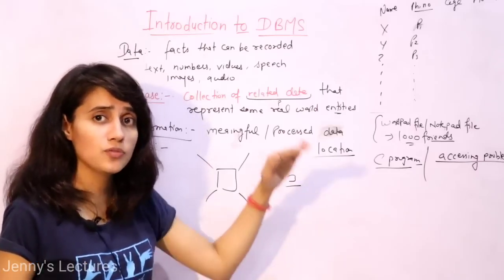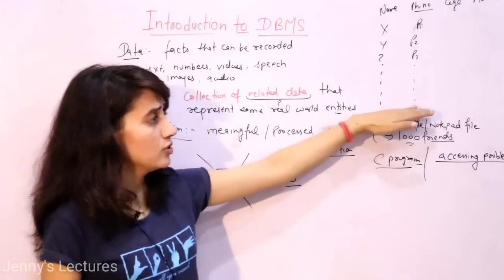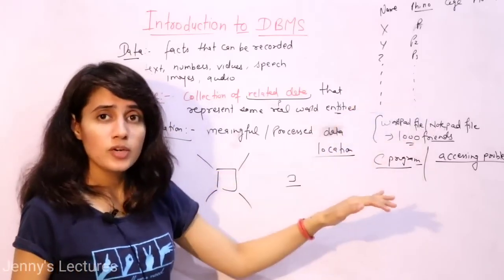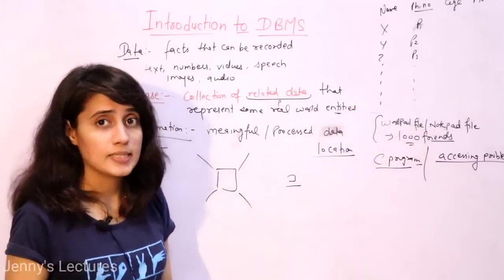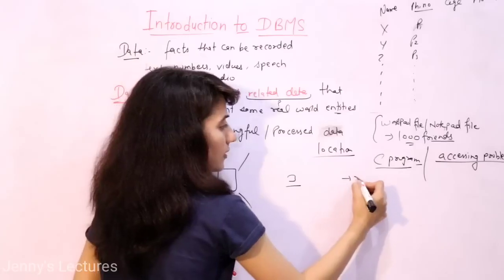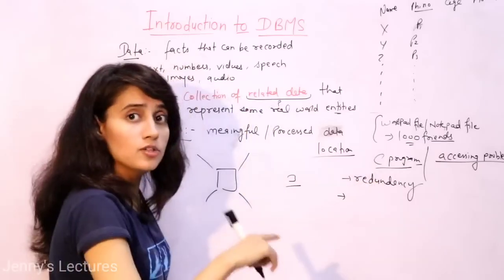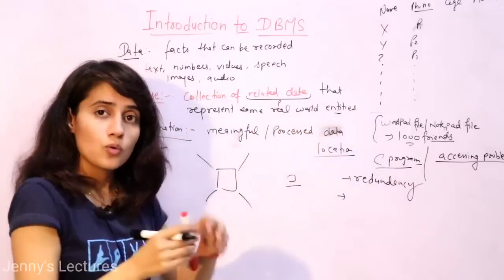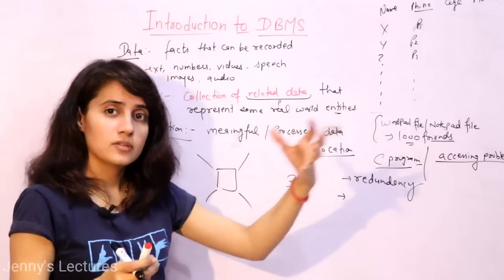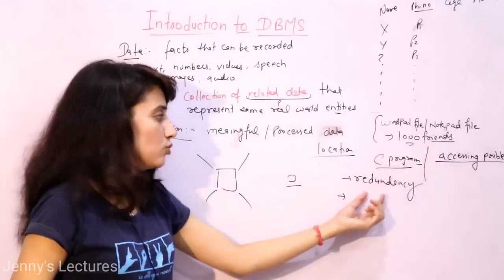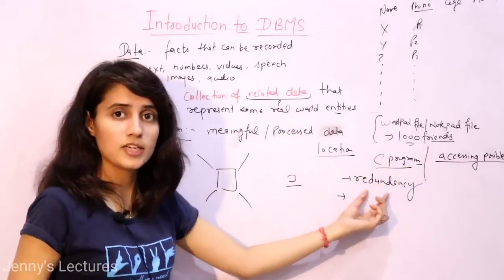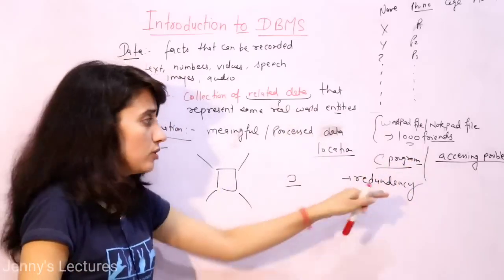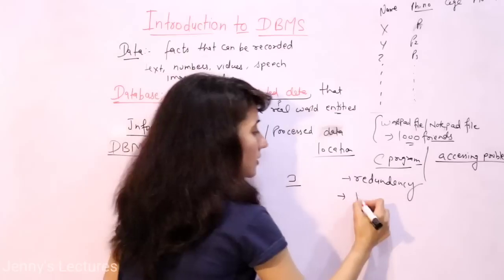Because of this, you have multiple files, and one problem is inconsistency. The first problem is redundancy, or duplicate data. The same data is stored in multiple files. That is known as data redundancy. That is a problem of the file system. So because of redundancy, the next problem may be inconsistency.